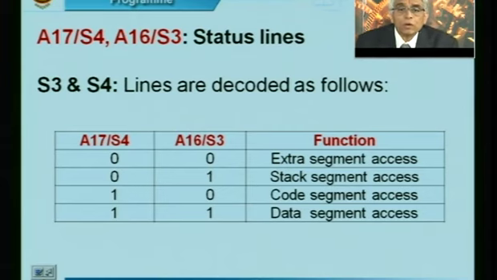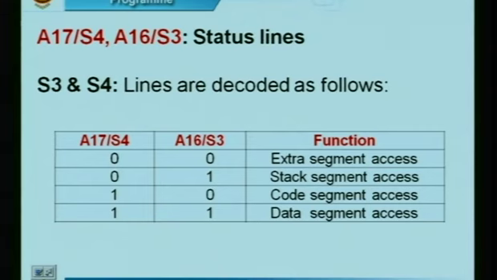When it is 1, 0, the code segment is being accessed. That means that it is now using the address lines and data lines, using the code segment to access the opcode from the memory location. The last one is when it is 1, 1, it accesses the data.